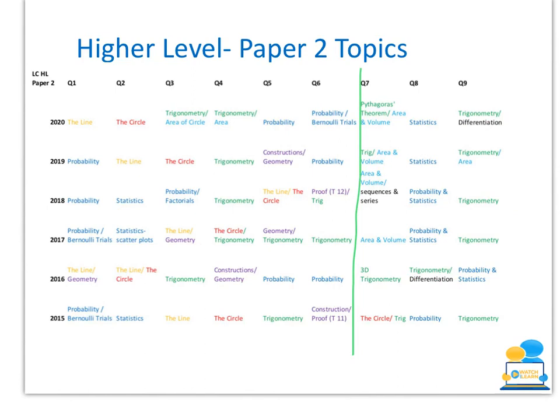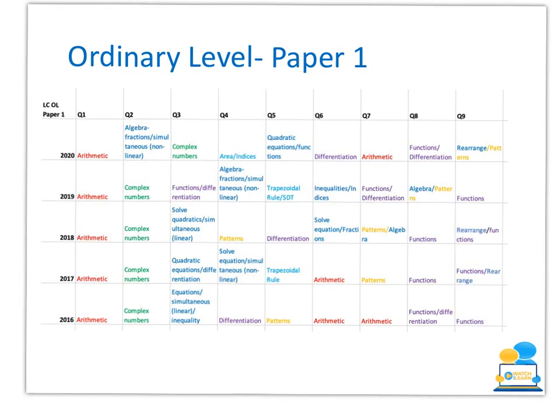If you're an ordinary level student, I'm now going to take you through a quick breakdown of your paper 1 and your paper 2. So looking at our ordinary level papers then, we can see question 1 for the last 5 years on paper 1 has been arithmetic, and I would highly recommend you go back through those last 5 or 6 years and do the questions.